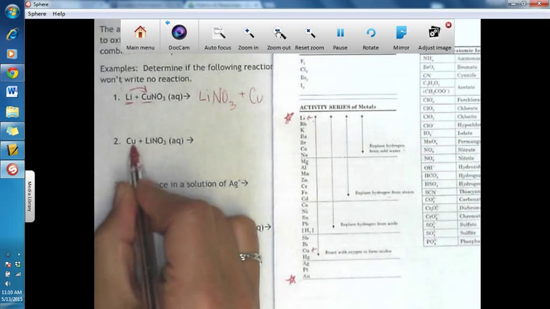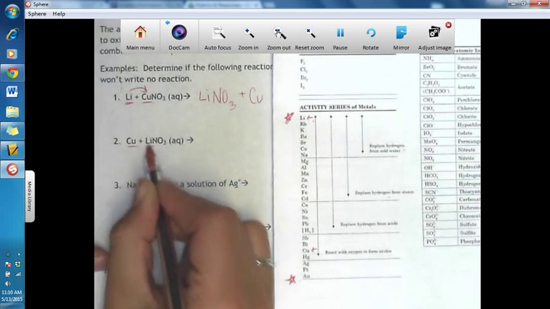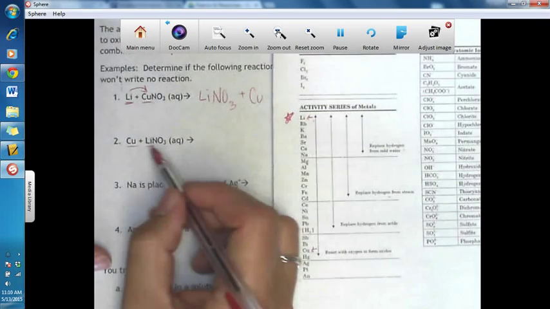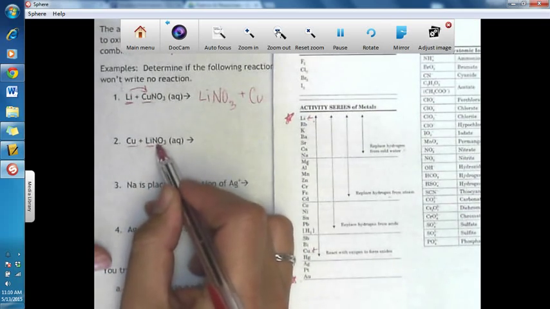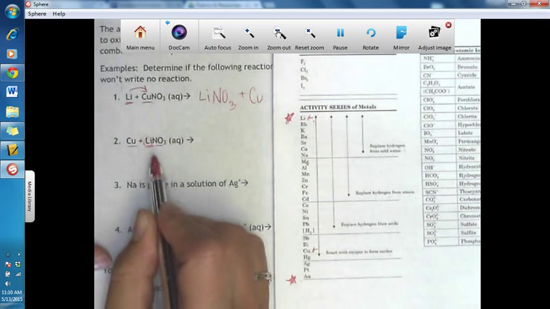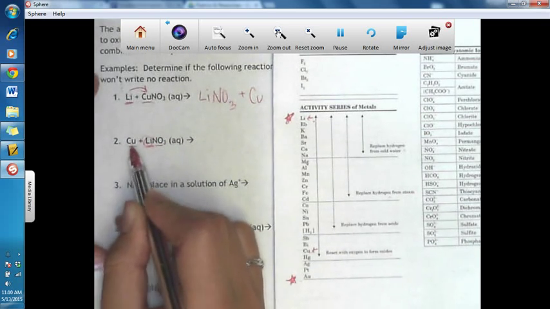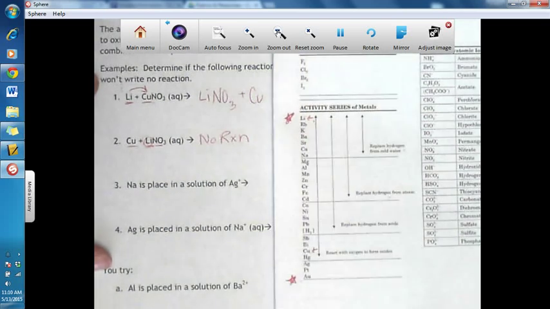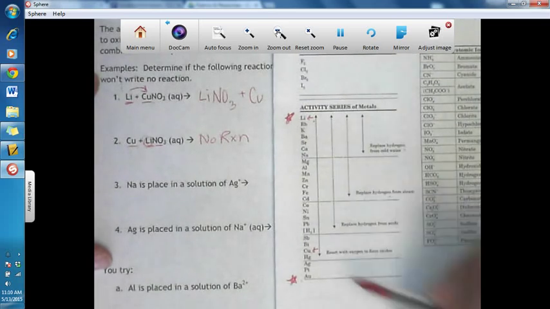The reverse, copper and lithium nitrate, well, copper is on the bottom. That lithium, or that nitrate, would rather have the lithium, the higher metal, than the copper one. So here we're going to have no reaction. Okay, it doesn't want the copper. It's too low on the Activity Series.